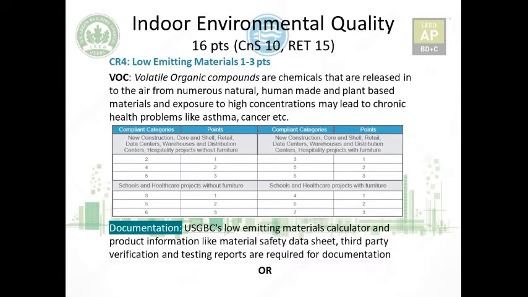Now for the documentation, you usually have USGBC's calculator, like the minimum energy performance calculator. Here you have a low emitting materials calculator, and you should have the product information that shows the compliance with the thresholds that we have seen in the previous slide and the previous table. So third-party verification could be one thing to show compliance. Safety data sheet could be one, and testing reports that would be submitted for documentation. So this was option 1. Now we'll see option number 2.